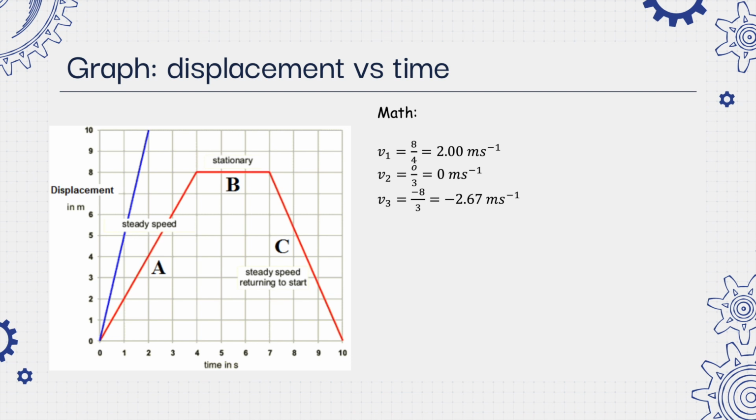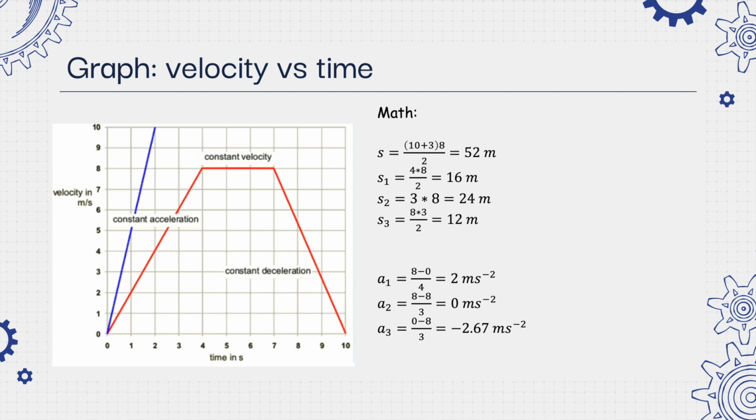Then we have the third phase, C, with velocity c. It's a steady speed and it is returning to start. So what happens here is that the displacement, the change, what is the final displacement? The final position is 0. 0 minus 8, because 8 is the initial position, gives negative 8, divided by 3, because it is the time it takes to get from point 8 meters to point 0 meters. And this gives us a negative velocity of negative 2.67.